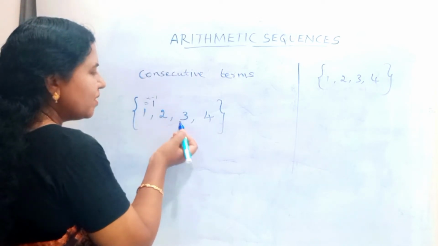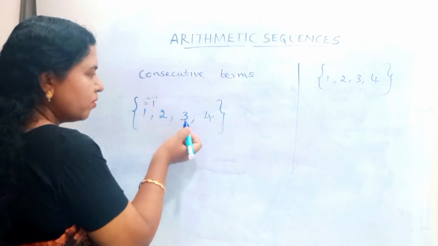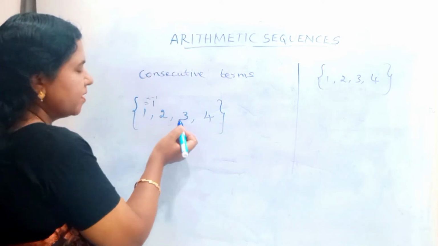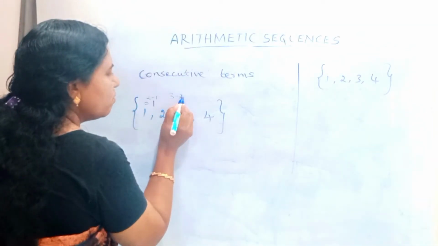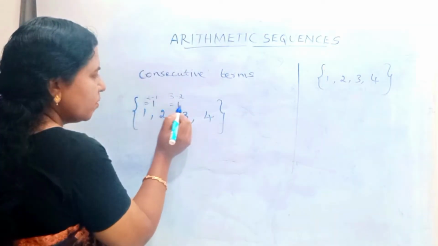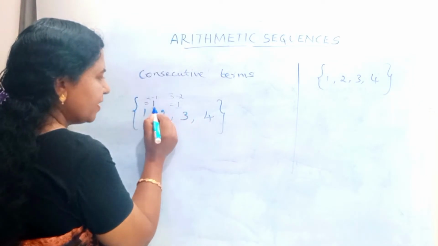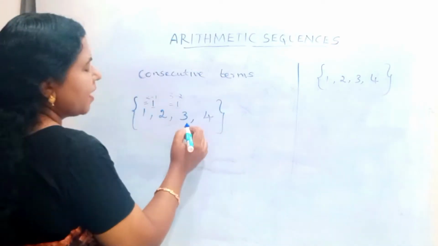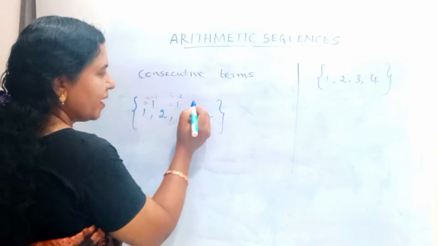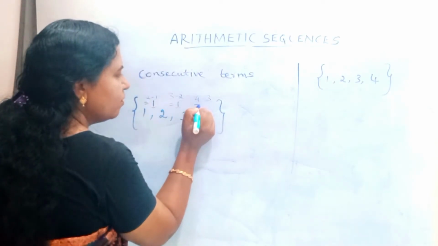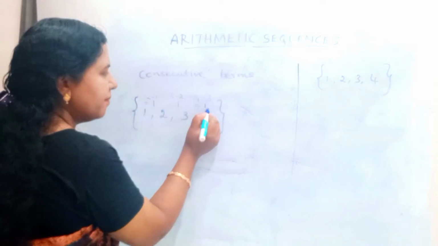Now coming to the second and third, these both terms are consecutive terms. Now the difference between these two terms is 3 minus 2, so it is equal to 1. So here we are having the same difference as the first one. Coming to the third and the fourth term, the difference is 4 minus 3, so it is equal to 1. So we are having the same difference.